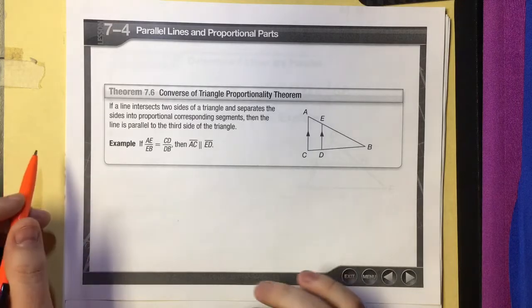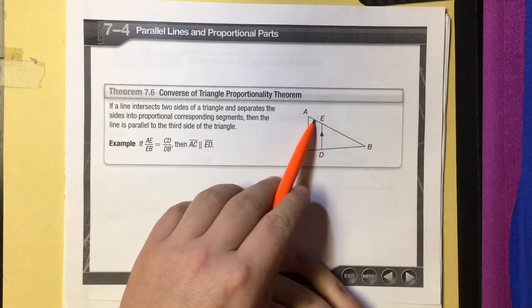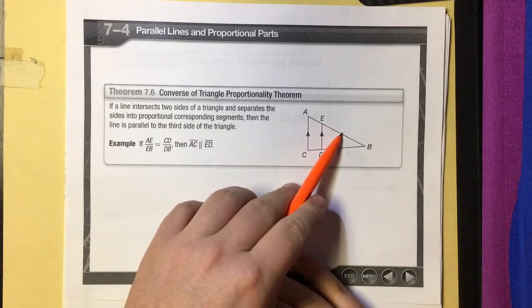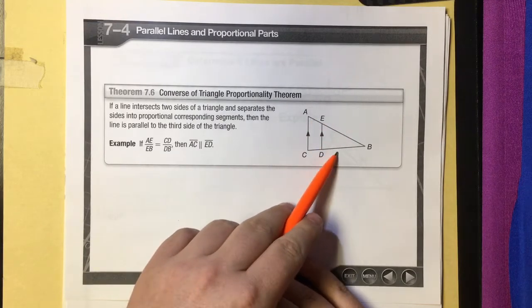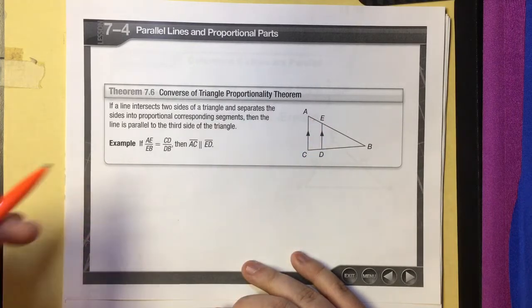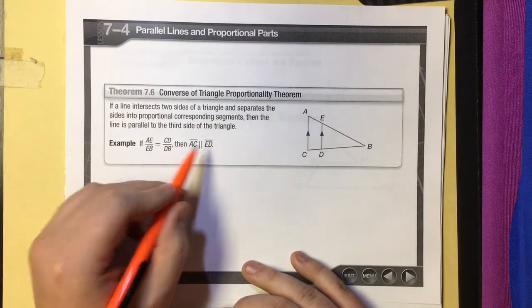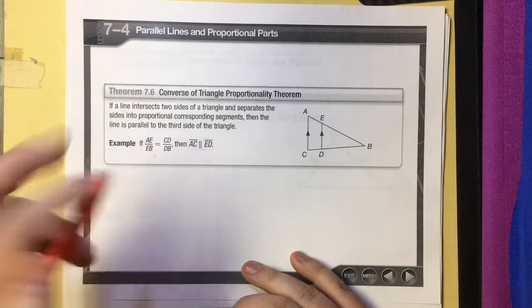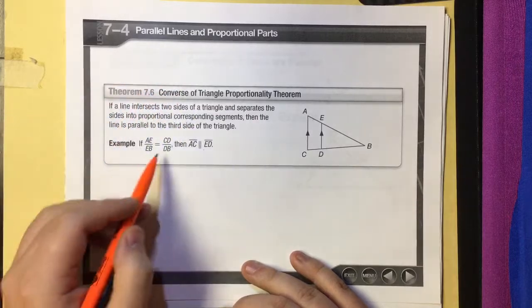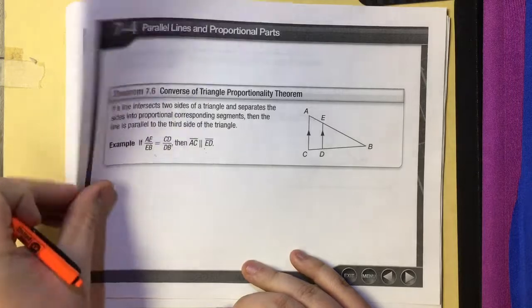This is the exact same thing, just going backwards though. This says if we know that AE to EB and CD to DB, if those ratios are equal, then that's enough to say our lines are parallel. So before it was if they're parallel, these are proportional. The converse, switching it backwards, if they're proportional, then they are parallel.